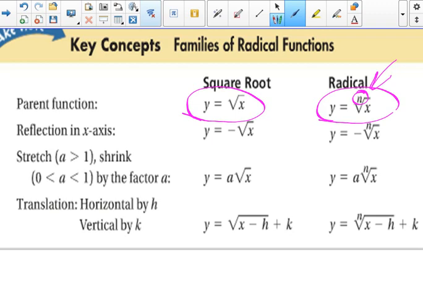So now, what if you want to reflect this over the x-axis? Well, all you do is put a negative sign out in front of your radical, and that will flip your graph over the x-axis.